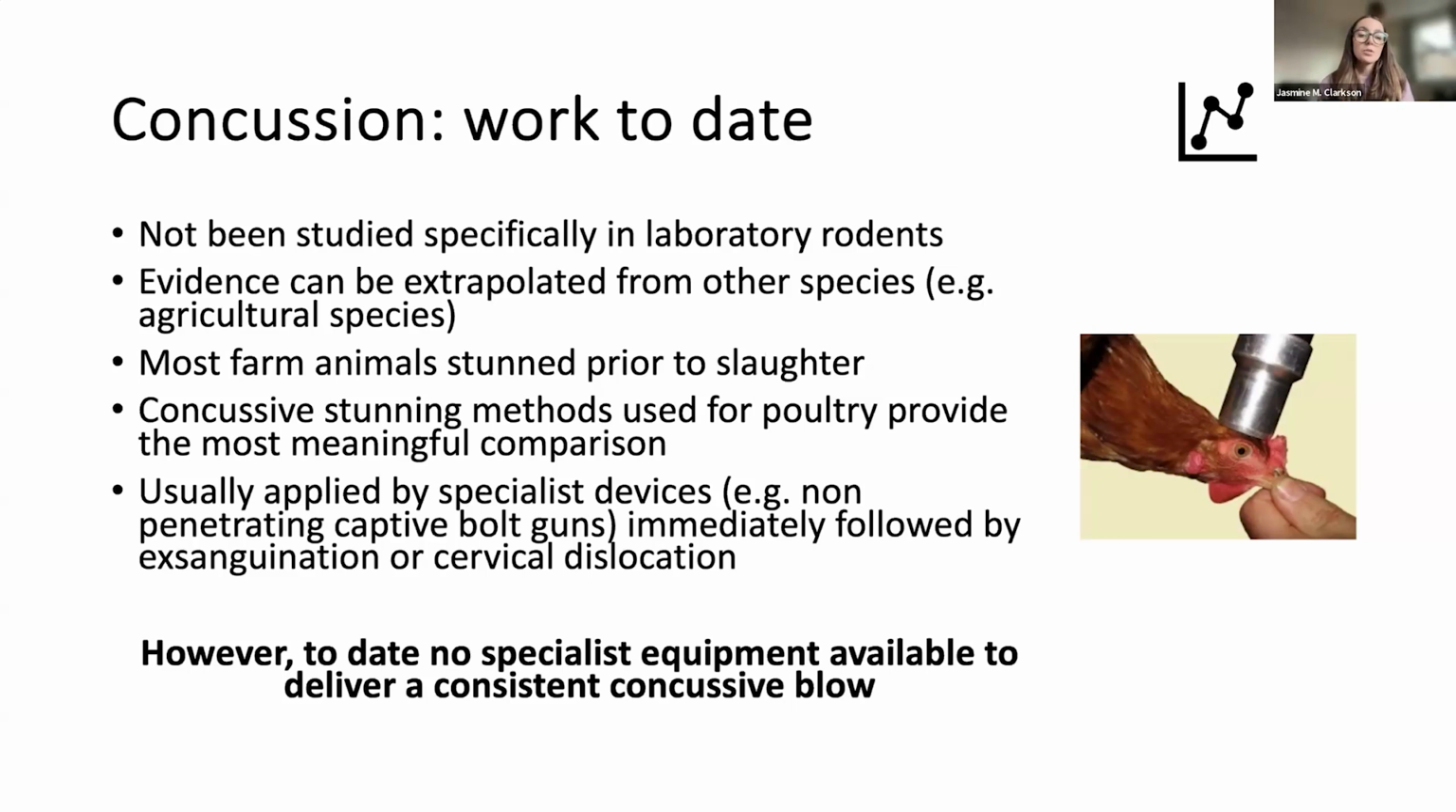Obviously, in the agricultural sector, there's a range of specialist devices, such as non-penetrating captive bolt guns, which are then immediately followed by exsanguination or cervical dislocation. However, to date, at least to my knowledge, there's no specialist equipment available to deliver a consistent concussive blow to laboratory rodents. I have heard of a couple of groups presenting at conferences looking at similar concussive devices that are used for things such as poultry, in rats, for example, but I haven't seen it actually showing much success.